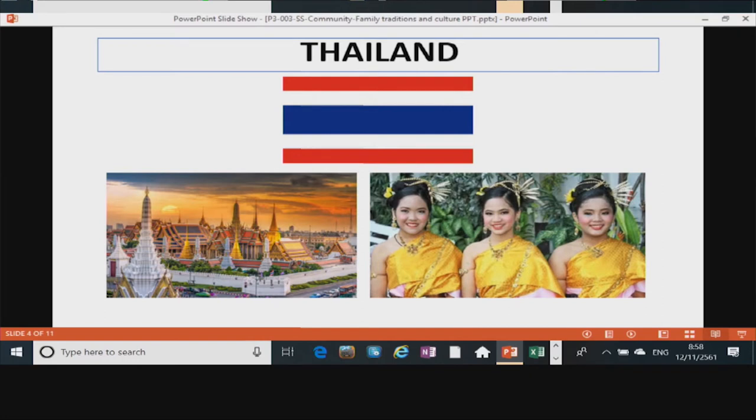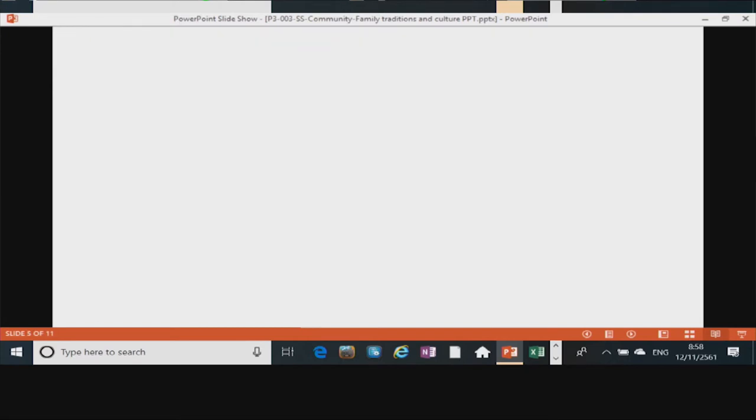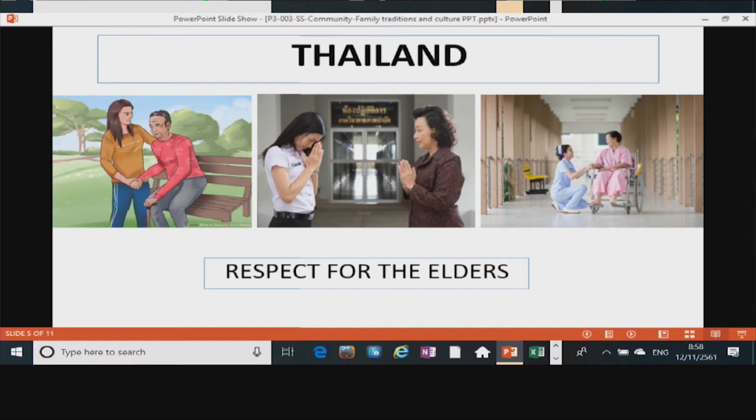And what do we do in Thailand? What is part of our family tradition? In Thailand, we pay respect for the elders. Do you know what that means? It means older people. People older than you, you will respect. You will make sure you are very respectful, to your mother or your grandmother or your grandparents. Respect for the elders is part of Thai tradition. Okay?